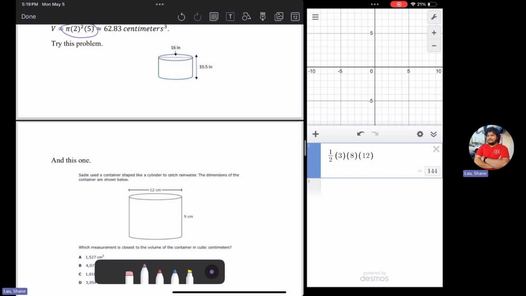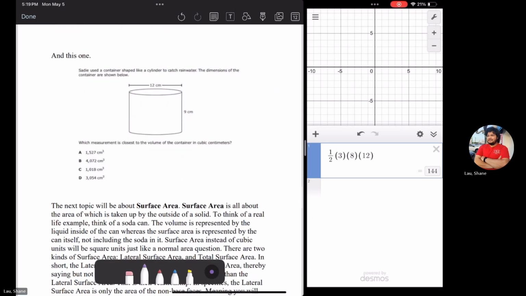The first one you should have gotten is 2,111.15 inches cubed. And the next one you should have gotten is C. That is the closest answer. More specifically, it is going to be 1,017.88 centimeters cubed. Again, I did round to the second decimal place. But which one of these is closest? Obviously 1018 is closer to it than 1017, of course.